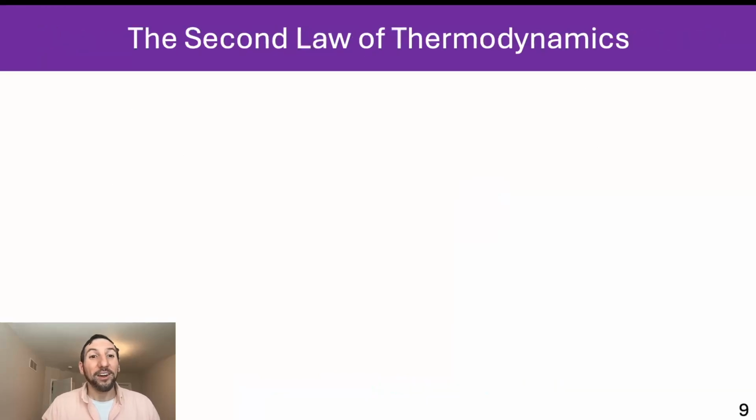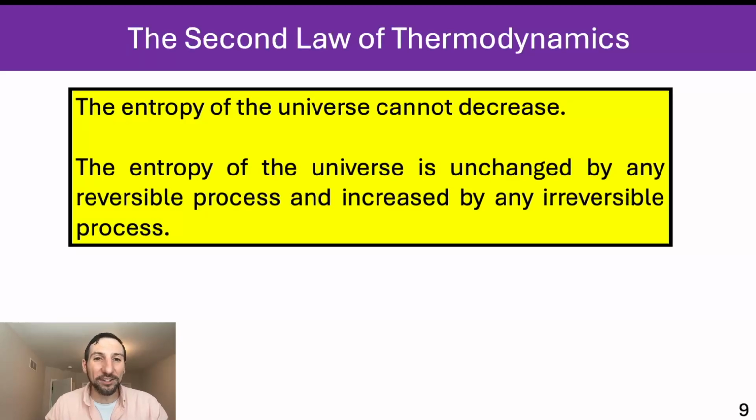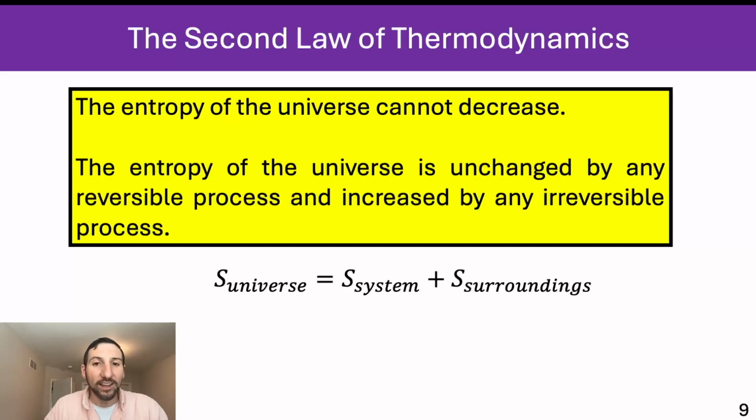So that leads us into the second law of thermodynamics. And in this law, the entropy of the universe cannot decrease. The entropy of the universe is unchanged by any reversible process, and it increases for any irreversible process. So as we said before, if it's reversible, entropy change is zero. Anything irreversible, entropy is going up. And when we talk about the entropy of the universe, we can define that as the entropy of the universe equals the entropy of a system plus the entropy of the surroundings.